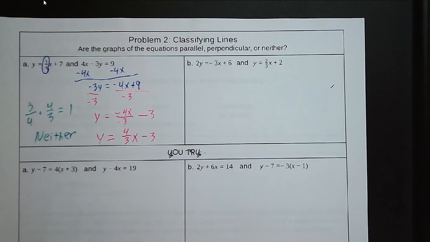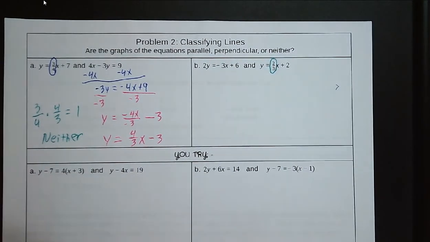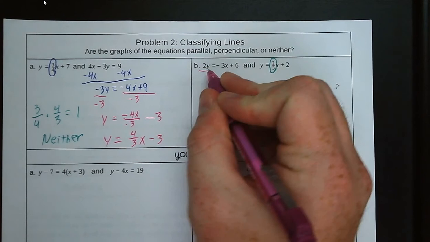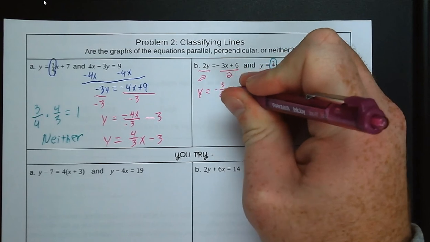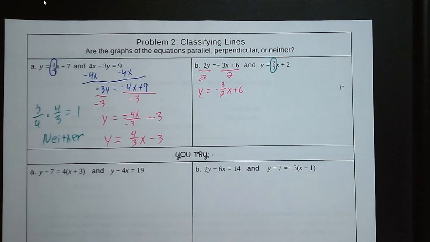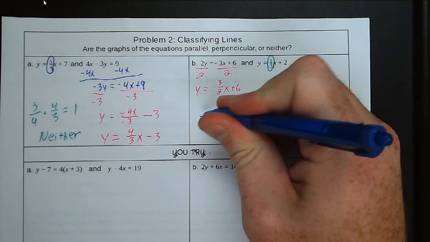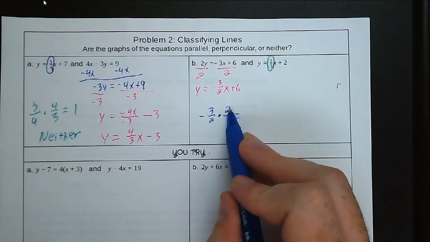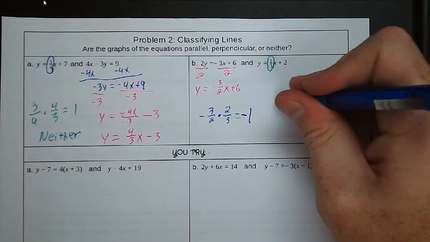All right, letter B, we have one equation. Our second equation is already in slope-intercept form, so we have a slope of 2/3. And our first equation is not, but it's really close. So let's just divide both sides of our equation by 2, and y is going to be equal to negative 3/2 x plus 6. So we have a negative 3/2 x and a positive 2/3 x. So let's try multiplying those two. Negative 3/2 times 2/3. 6 over 6 is 1, and it's negative. So these are perpendicular.